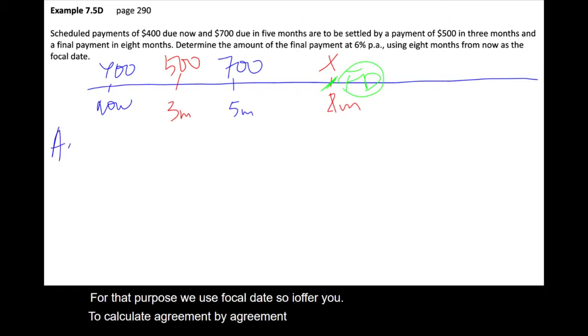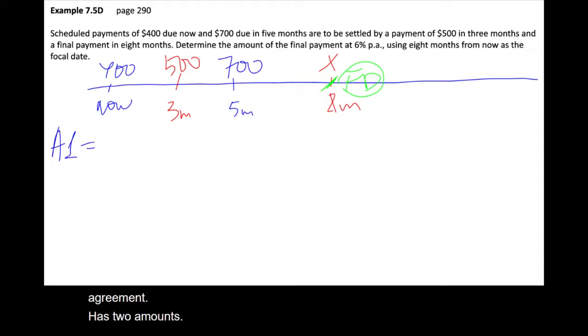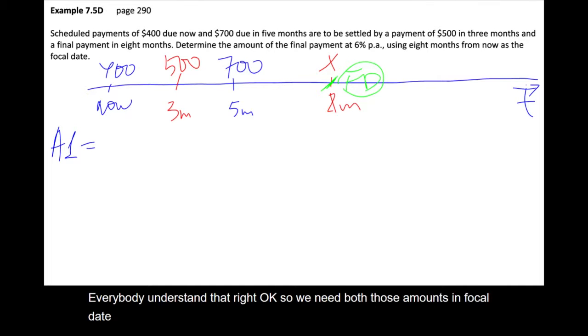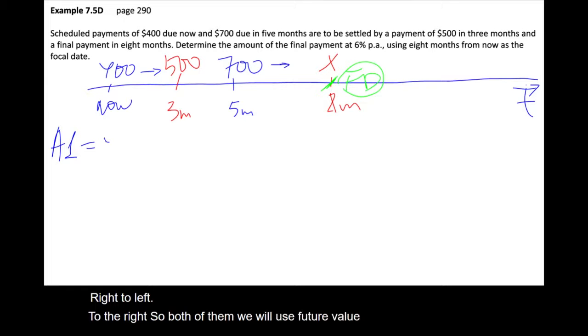So agreement one, or the original agreement, has two amounts, 400 and 700. Does everyone see that? Yes. Okay. So we need both those amounts at the focal date, right? So 400, to the right or to the left? To the right. 700? To the right. So both of them, we will use future value formulas.